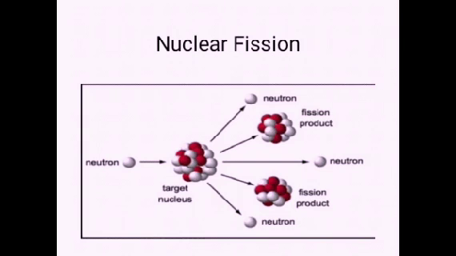Before we enter into the topic nuclear reactor, we need to know about nuclear fission. Nuclear fission is the process of splitting of a heavy nucleus when bombarded with a suitable subatomic particle, normally a neutron, into two fragments of comparable masses with the simultaneous release of a huge amount of energy.